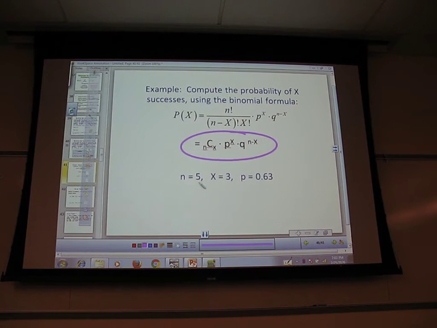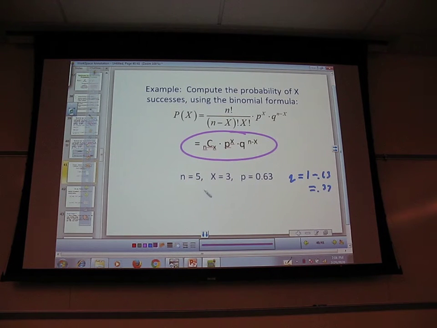So n is 5, x is 3, p is 0.63. I have to give you all three of those things, every time. You just have to find them. Once you find them, then you can find q. What's q? 0.37. Yep, 1 minus 0.63, 0.37.